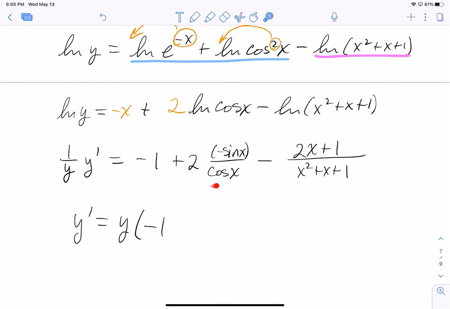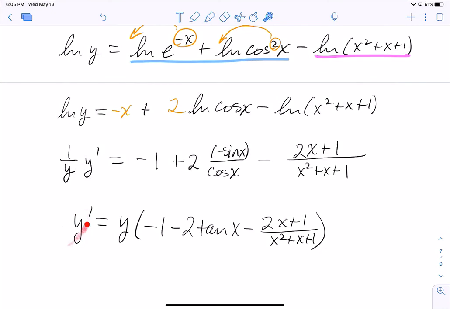simplify this to negative sine of x over cosine of x. That's going to be negative 2 times the tangent of x. So we have y prime equals y times the quantity of negative 1 minus 2 times the tangent of x minus 2x plus 1 divided by x squared plus x plus 1. And we're almost done, but not quite.